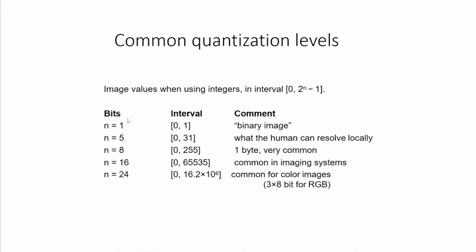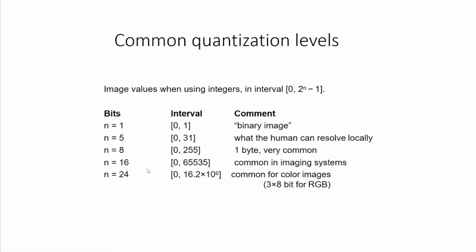So here are some examples of the usual quantization levels we use. A binary image, like a mask, will have only 1 bit. So that's black and white. It's either inside or outside of the object you want to see. Then on 5 bits, that's what the human can resolve locally. 8-bit is what most images have, and actually what the screen can display. So that's between 0 and 255 values.